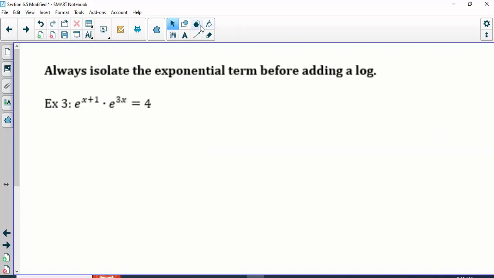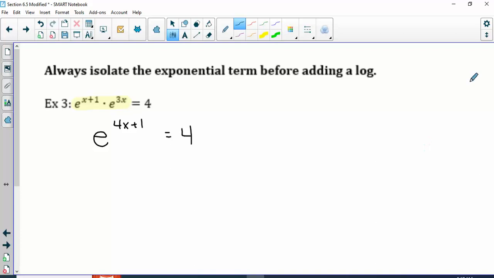So before I add my log, think about properties of exponents. If these two things are multiplied, what can you do with their exponents? Add them. So this becomes e to the 4x plus 1 equals 4.